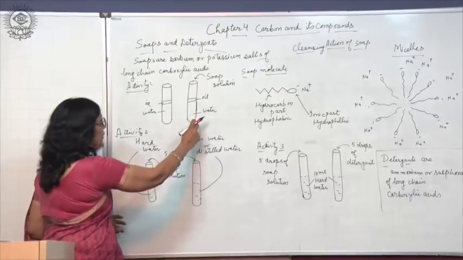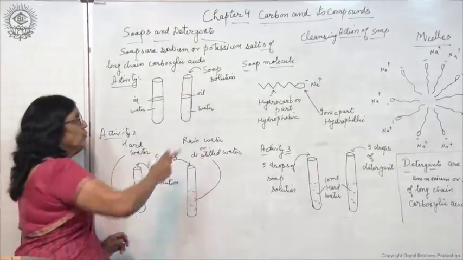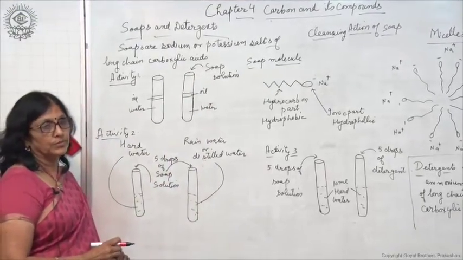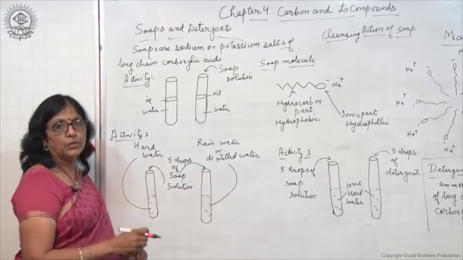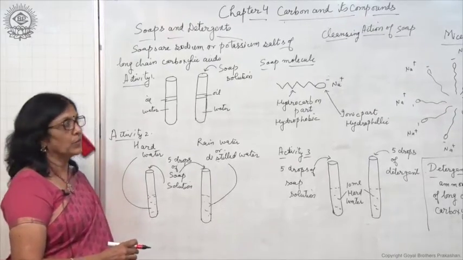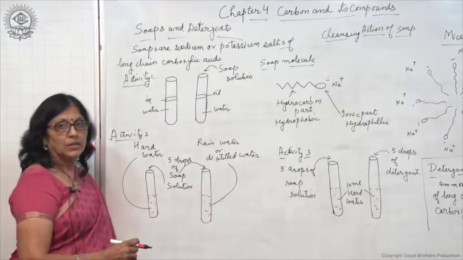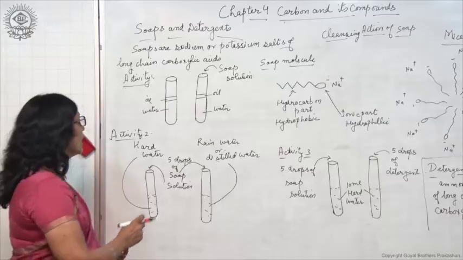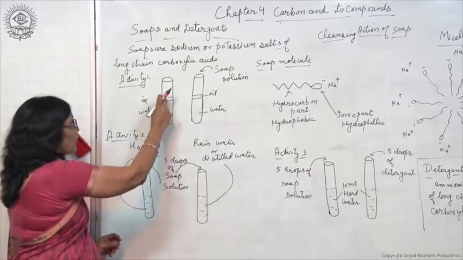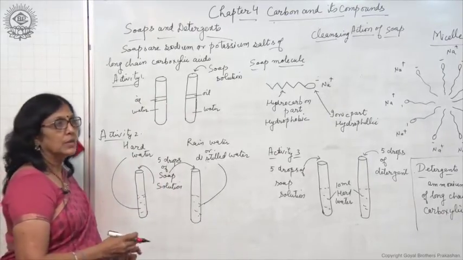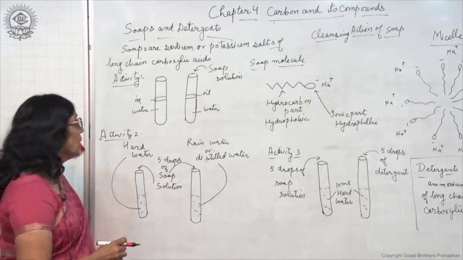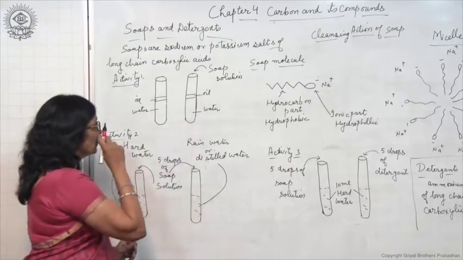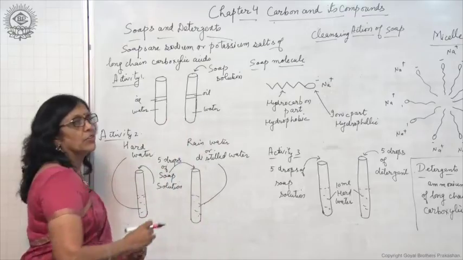Now, to one of the test tubes add a few drops of soap solution and now shake both the test tubes equal number of times. Now, observe, is there any change? In the first test tube you will find that oil is still at the top forming a separate layer, whereas in the second test tube a milky emulsion has formed.